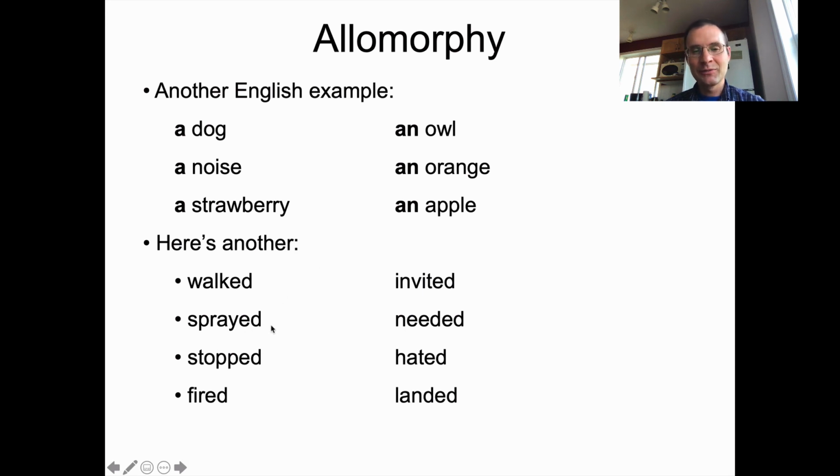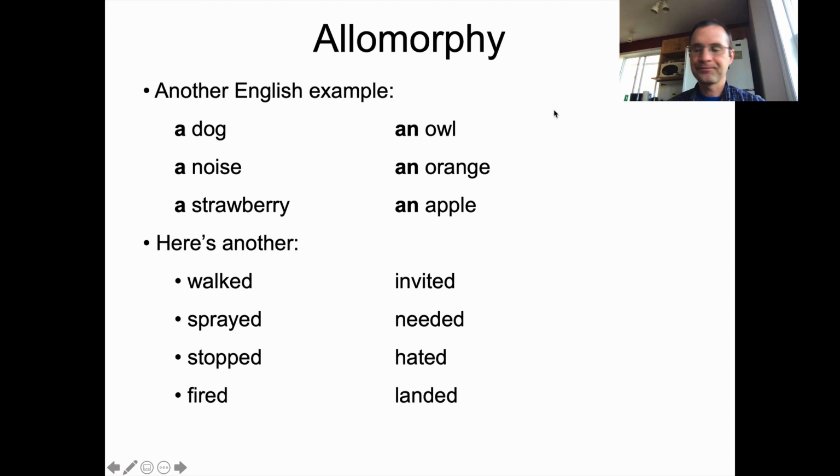Spray, sprayed. We're not adding a syllable to that one when we form the past tense. Stop, stopped. Those are both one-syllable forms. Fire, fired. Those are both one-syllable forms. Invite has 2 syllables. Invited has 3. Need has 1 syllable. Needed has 2. Hate has 1 syllable. Hated has 2. Land has 1 syllable. Landed has 2. Why are we adding syllables in every single one of these cases?